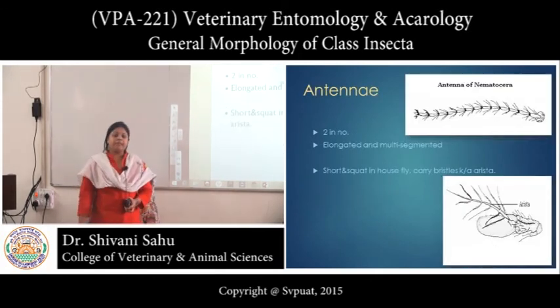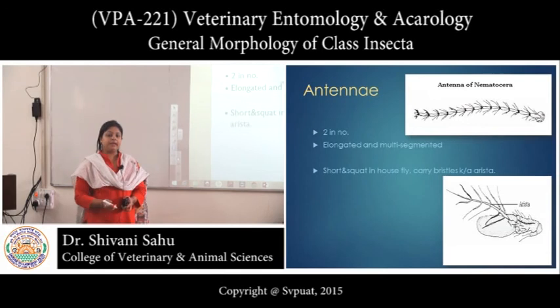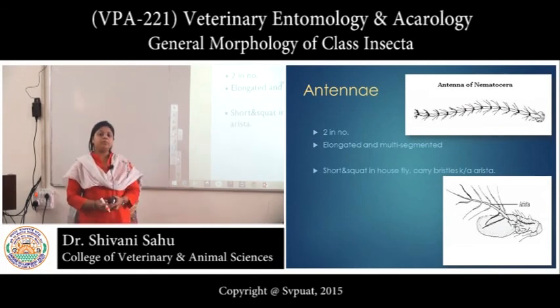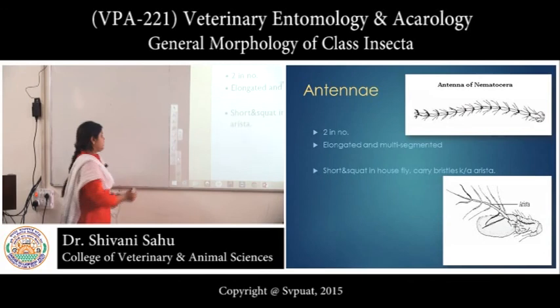Then antennae. Antennae are two in number. They are placed in front of or in between the eyes. They may be elongated and multi-segmented as in the case of mosquitoes, or they may be short and squat as in the case of housefly. They bear a bristle known as arista.